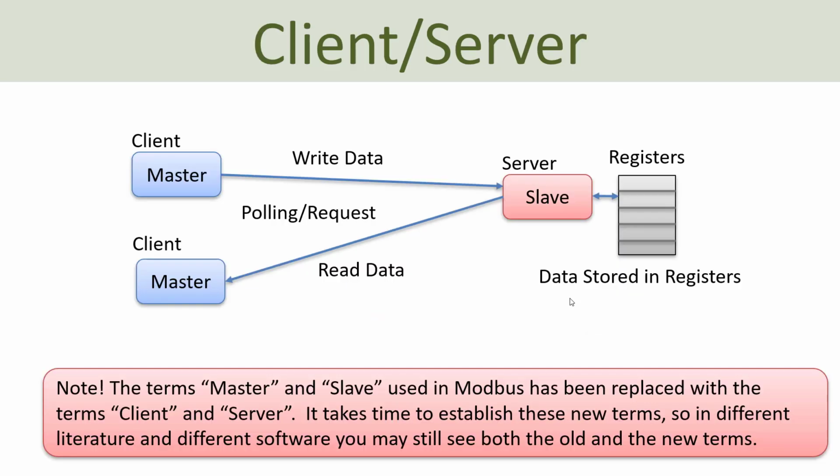So basically, Modbus is a client-server architecture. So then you have the server that is storing the data into so-called registers, and then you have one or more clients that can either write data to the server or read data from the server. Originally the terms master and slave were used, but now master and slave have been replaced with the more common terms, client and server.